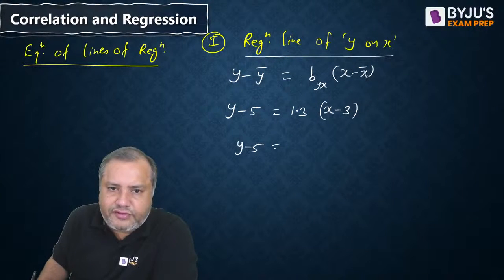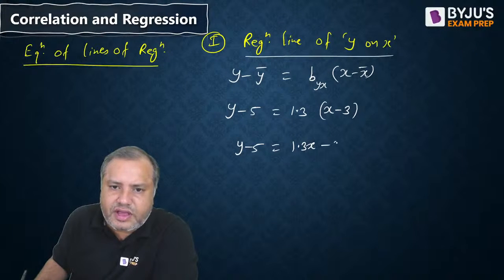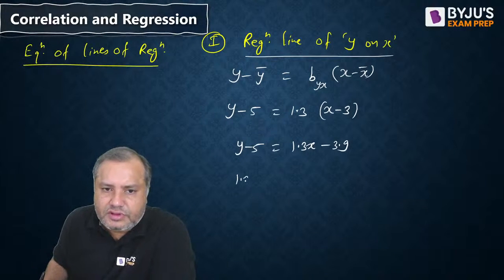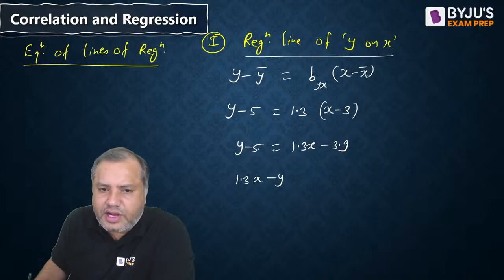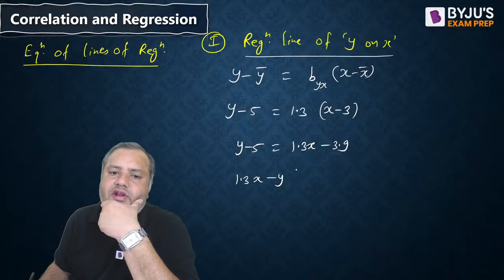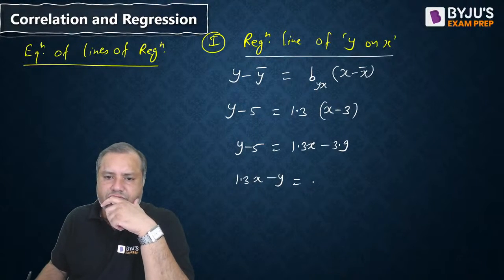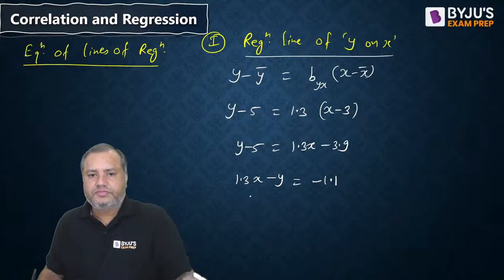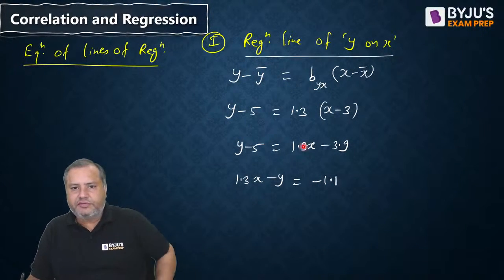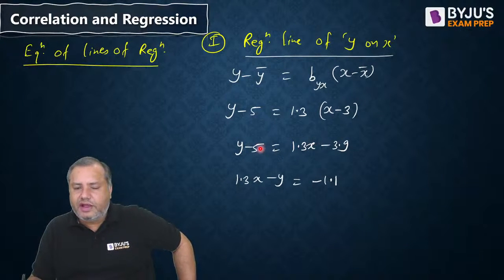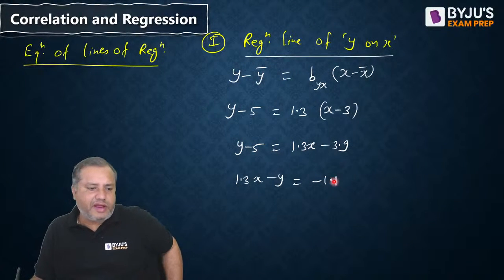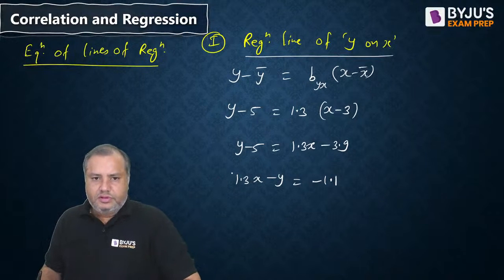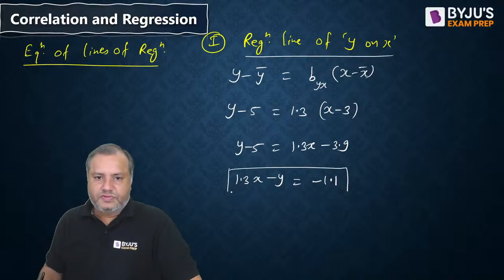Y minus 5 equals 1.3x minus 3.9. So 1.3x, y is brought to the right side, then 3.9 minus 5, which is minus 1.1. Check it once again: 1.3x minus y, and minus 5 plus 3.9 will be minus 1.1. So this is another answer.